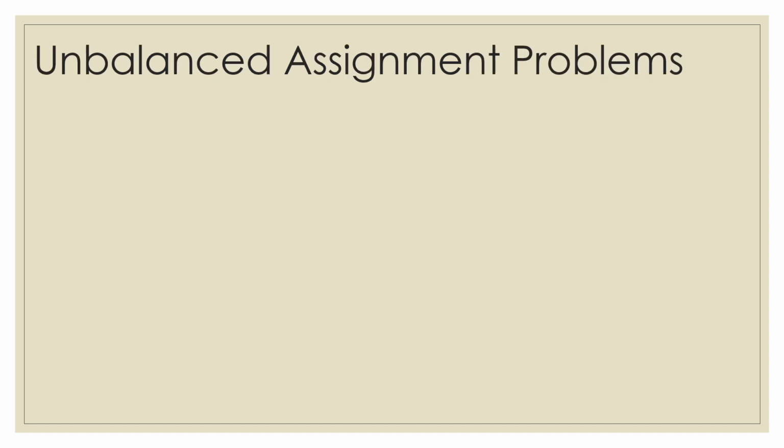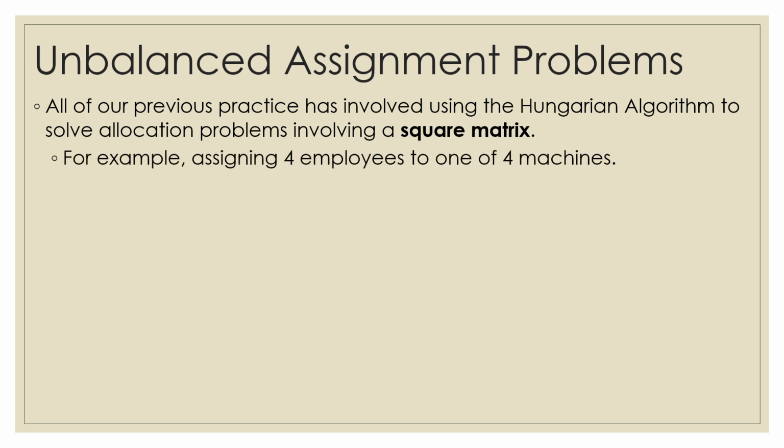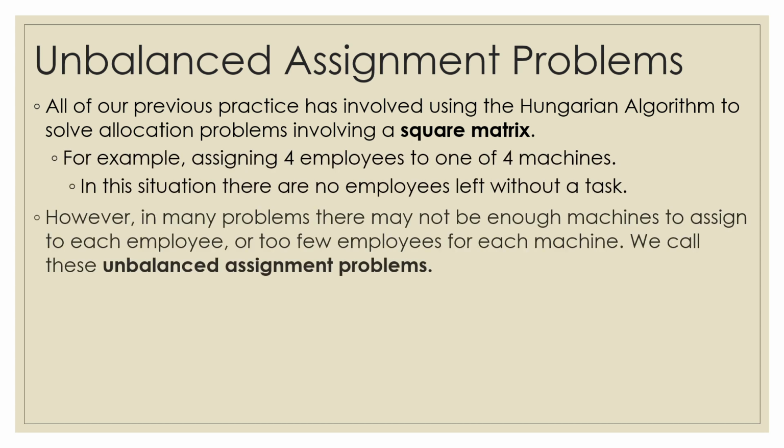All right, unbalanced. Everything we've done so far has in fact been a square matrix, which basically means that if we have 4 tasks, we have 4 people to complete those tasks, or if we have 3 tasks, we have 3 people to complete those tasks. Now this is easy because we have it all in balance. But the problem for today is what happens if we have it as unbalanced?